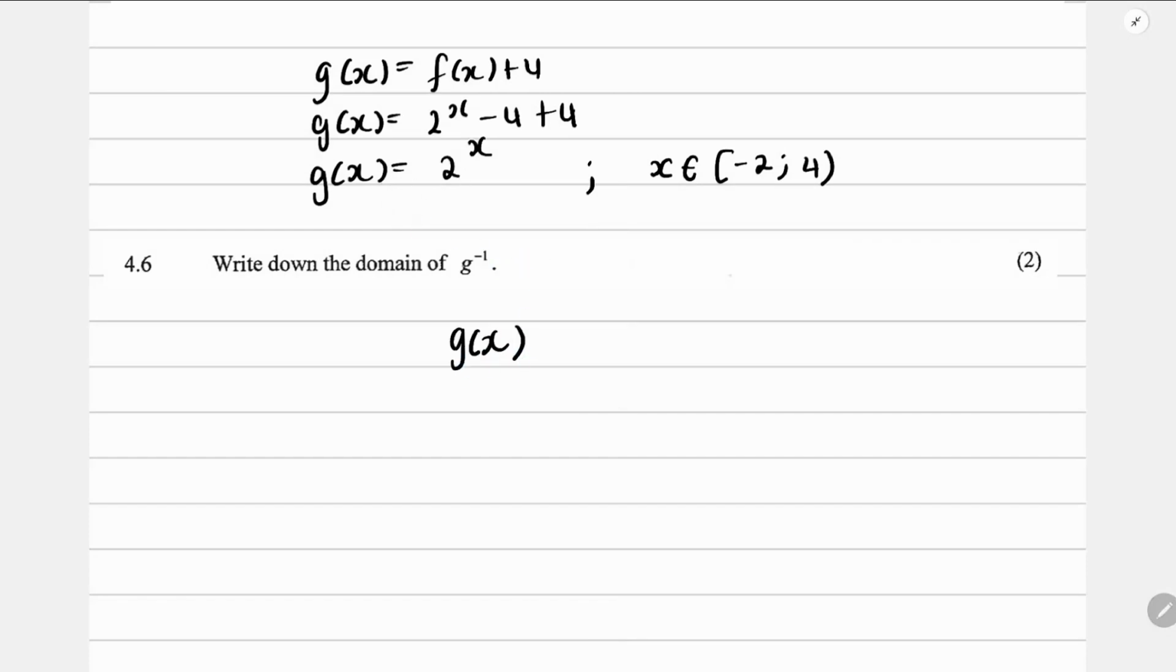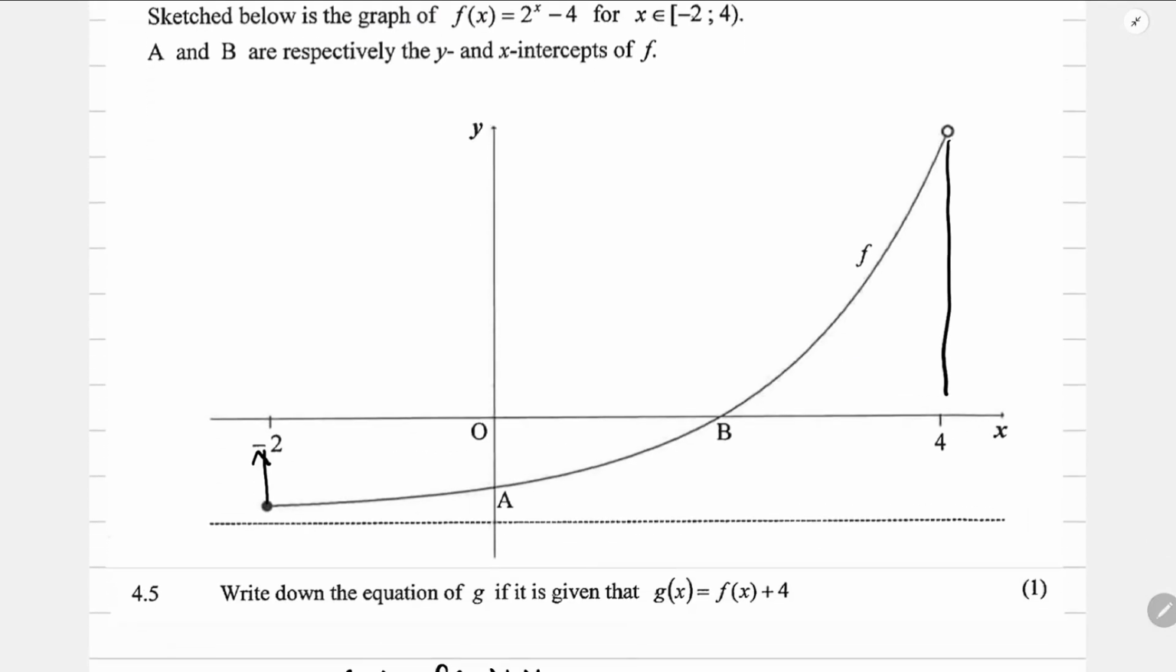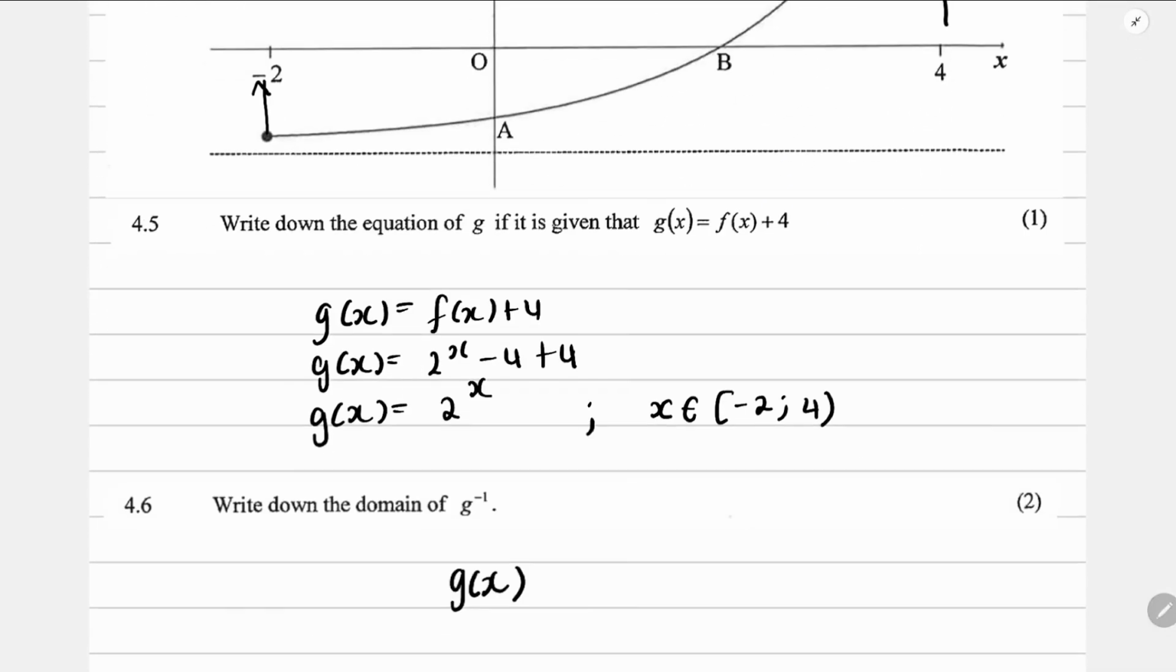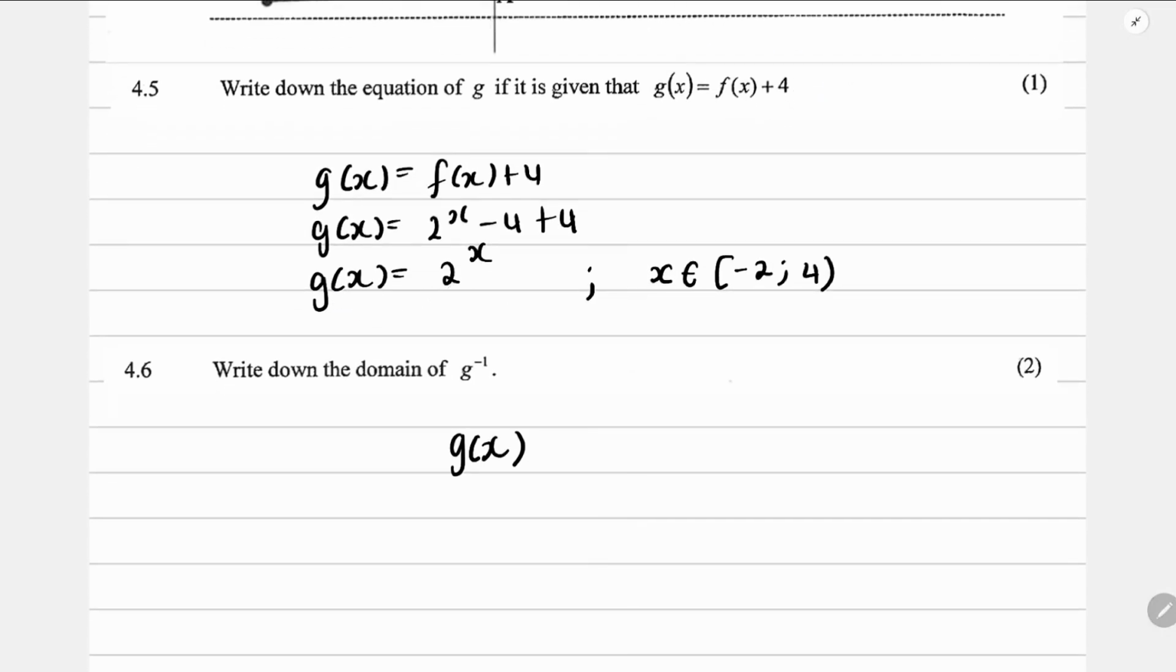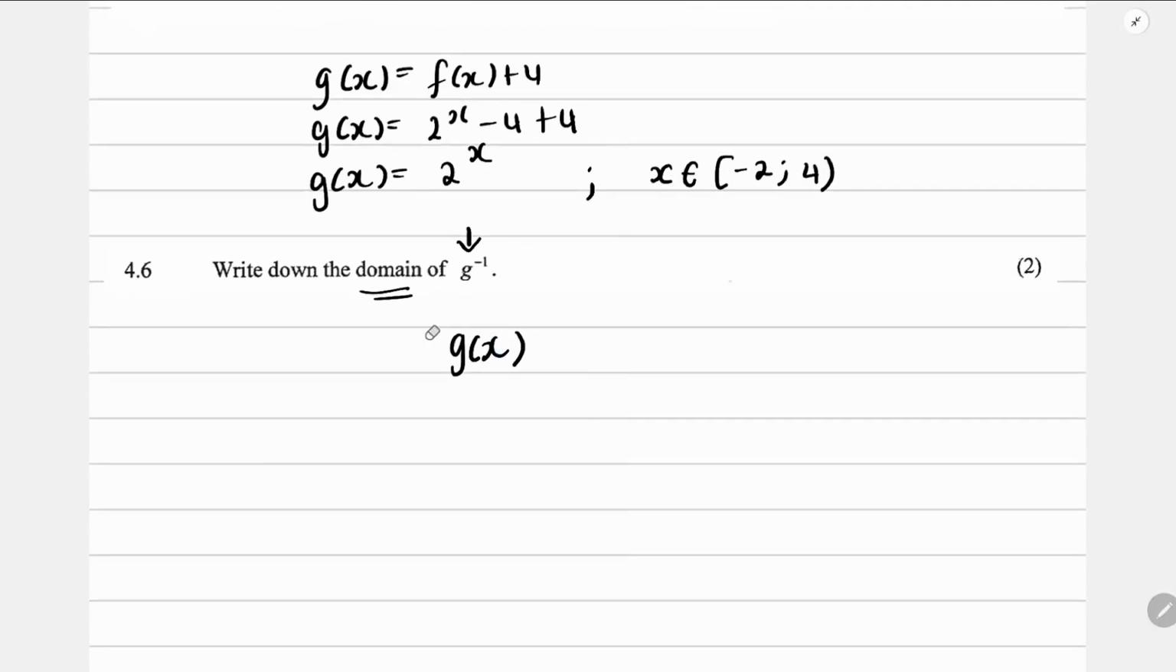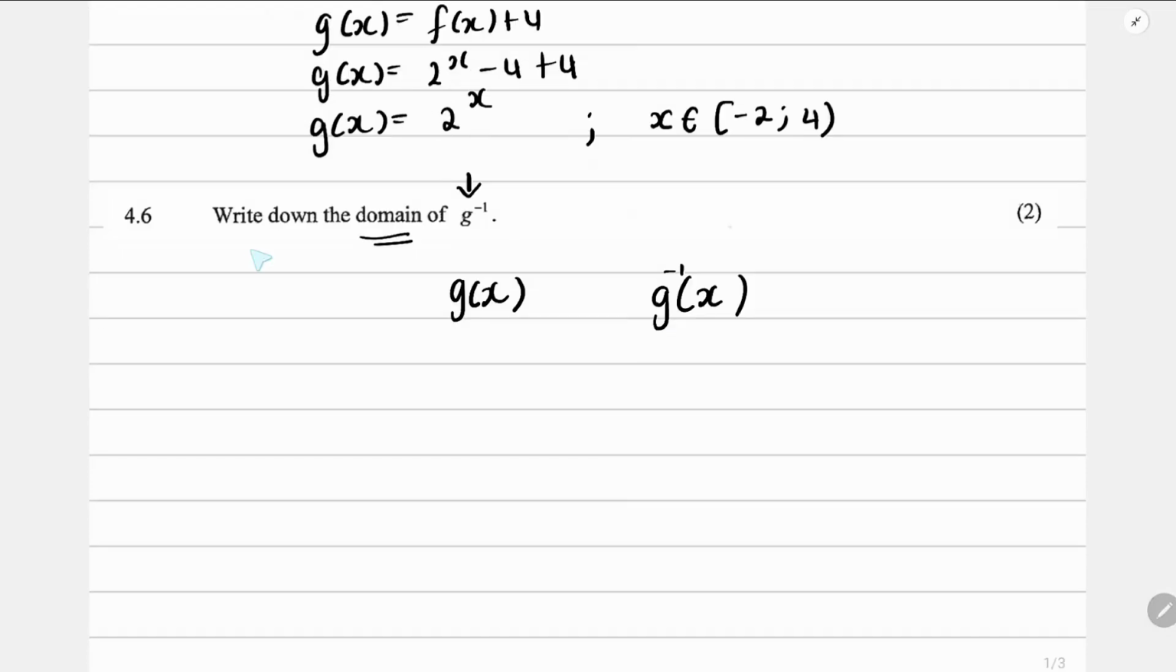Remember, the graph of f, this graph that is represented here, was translated. They shifted it 4 units up. And because of that, it became this graph of g. So they are specifically asking us for the domain of the inverse of g, not the inverse of f. So we'll have to use the graph of g. This is the original function, and then we need to see what exactly the inverse is going to be. So let's figure out how we're going to find this.